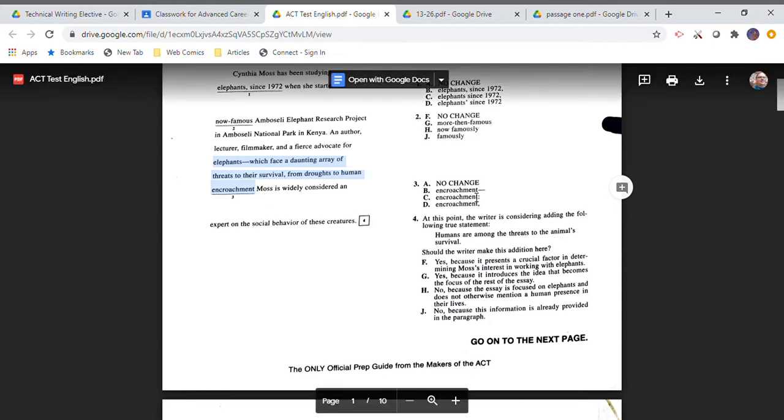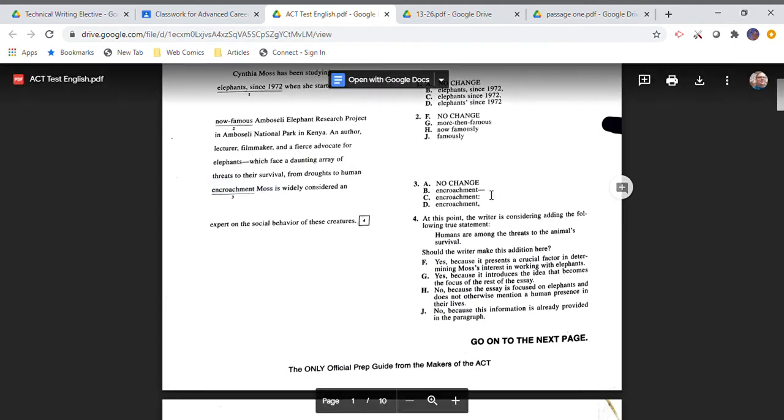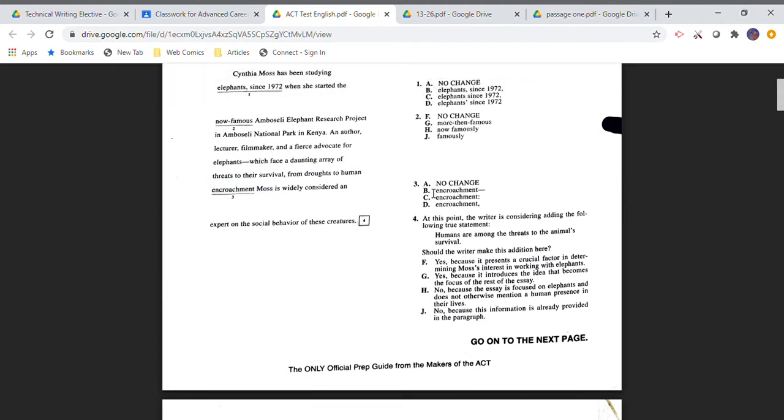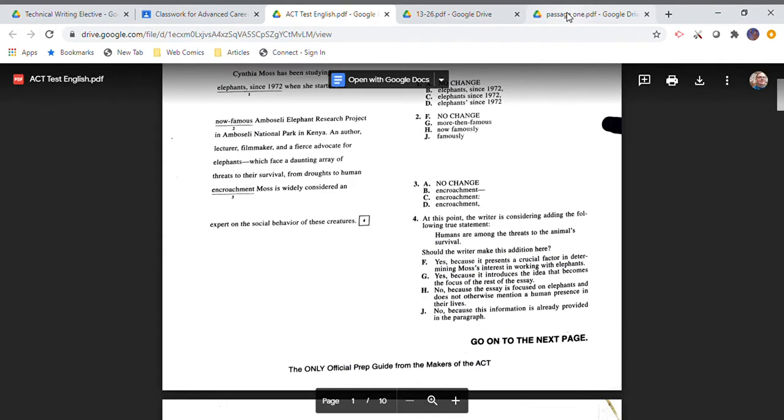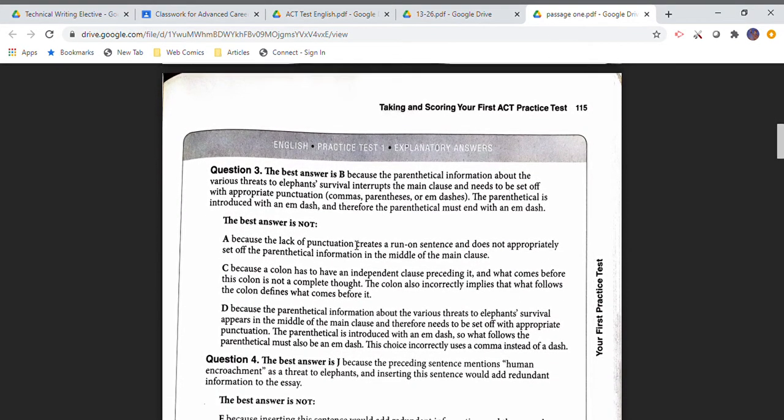So we're going to look over here. This one, oh, actually, so it's either a comma or this M dash. This M dash right here would correspond with this M dash here. So we opened this phrase with an M dash. We should close the phrase with an M dash. That's this dash right here. So I'm going to say B. Let's go look at the answer. Question 3, the best answer is B. Good. Because of the parenthetical information.